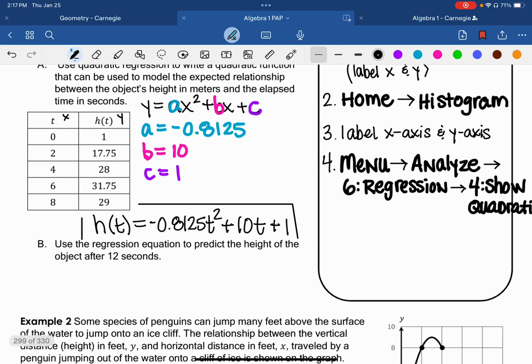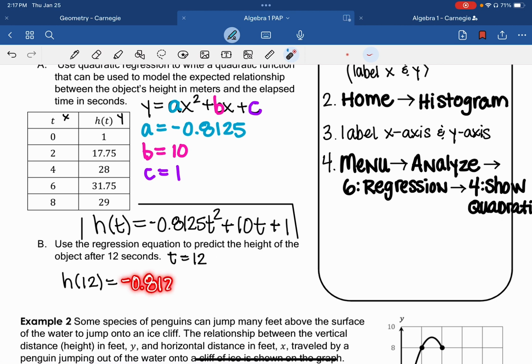Now I can use this regression equation to predict the height after 12 seconds. So what they're telling me is that t is equal to 12. I could do this a couple of different ways. I could substitute and use my calculator, so I would plug in all this stuff that I'm going to write down with the laser, and hit equals, and the calculator would tell me the answer. Or I could type this into my equation, and then do Control T inside my Inspire, and I could find my answer. Either way, I'm going to find the answer of 4.